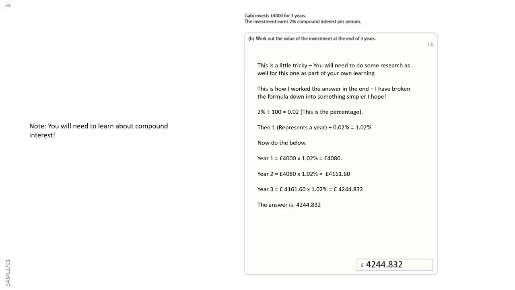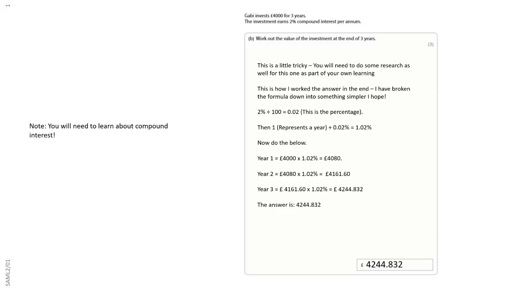When we get to year 3, we take our 4,161.60 times that by 1.02, which gives us our final answer of 4,244.832. So ultimately the answer will be £4,244.83. Or, in this particular answer, if you didn't want to round it off, we are allowed to have 4,244.832.